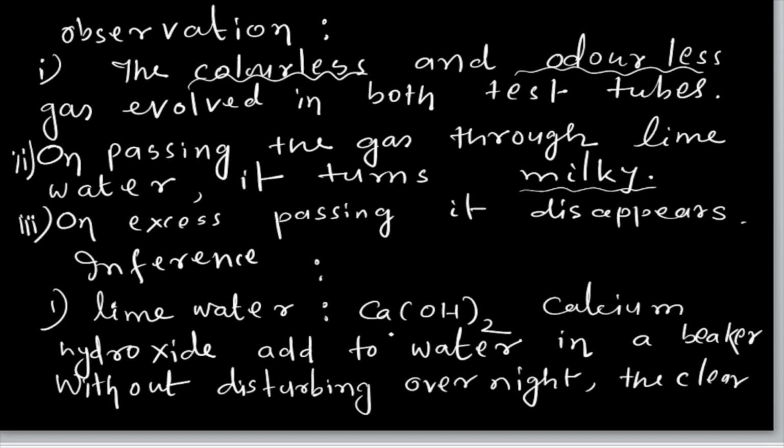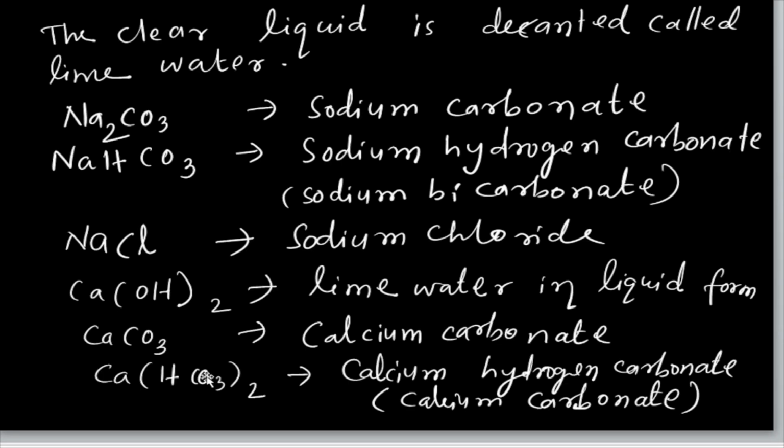Now let us see what lime water is. Lime water means calcium hydroxide. Calcium hydroxide, which is solid, is added to water in a beaker and kept without disturbing overnight. You find a colorless liquid on the top, and you decant it, and that is called lime water.